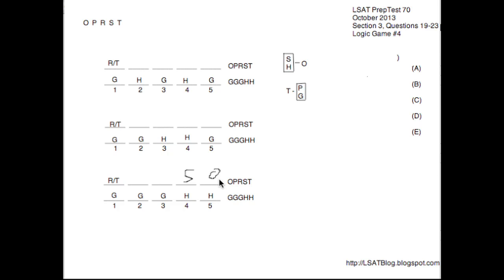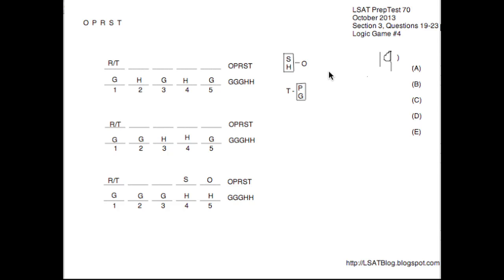We could not possibly have R going on this space, because if R went on 5 and S went on 4, how could we fit O to go after S? It just wouldn't work. So for this reason, we know that S has to be on 4 and O has to be on 5 within this diagram. And that's all I would do up front for this game before jumping into the questions. I know it's a lot, but this will be really helpful going forward.